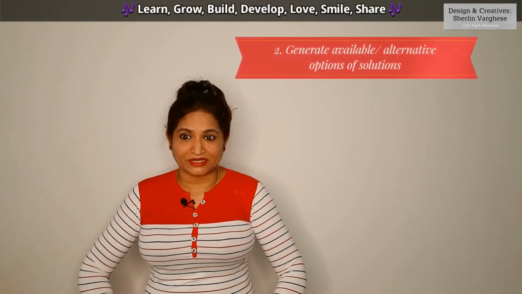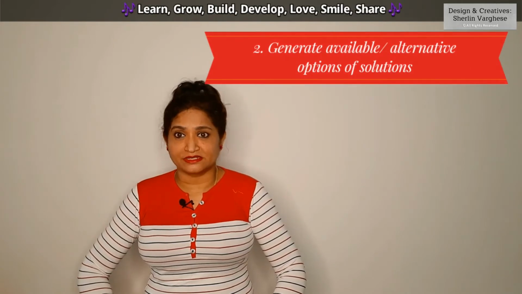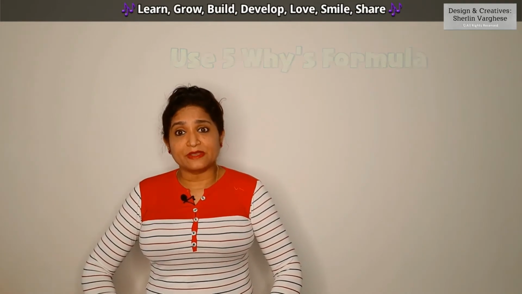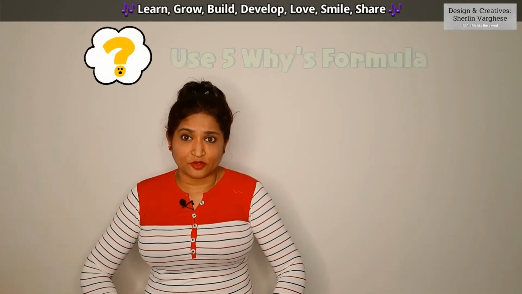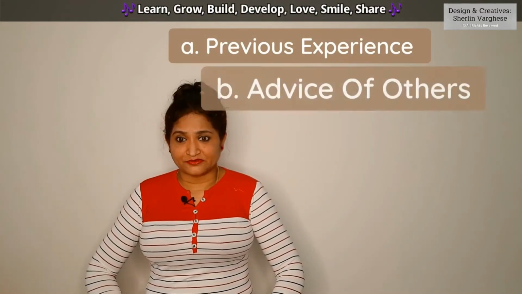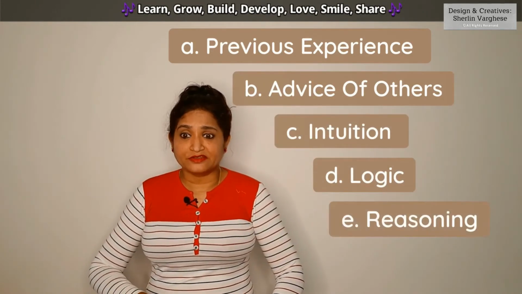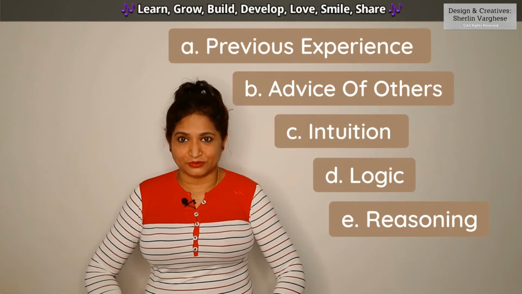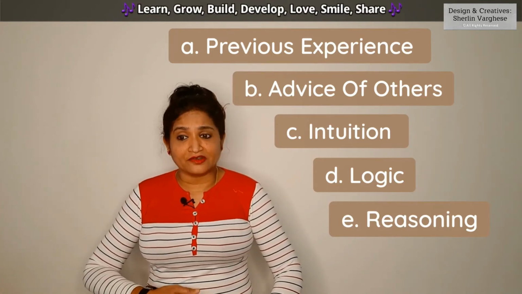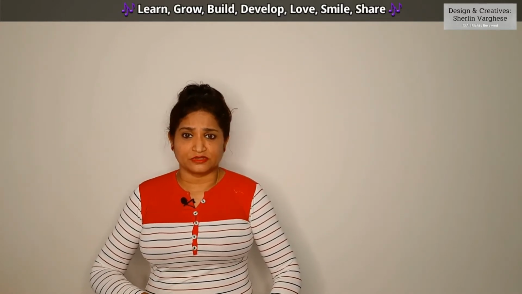The next one, generate available options of solutions or alternative solutions. Implement the 5 whys formula over here. Use your experience, advice of others, intuition, logic, etc. to work out different options available as solutions. Get creative and retrospect whether you have considered all the available options. List out as many as possible. Write them down for reference.